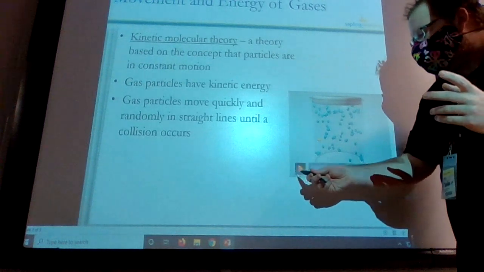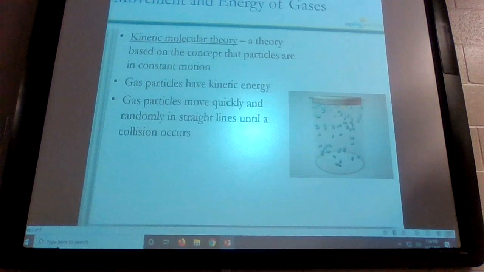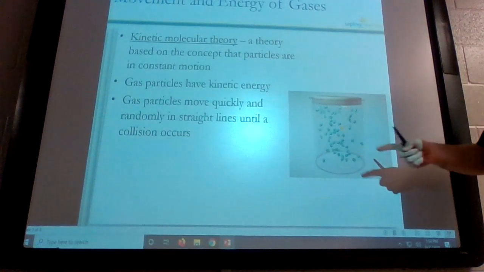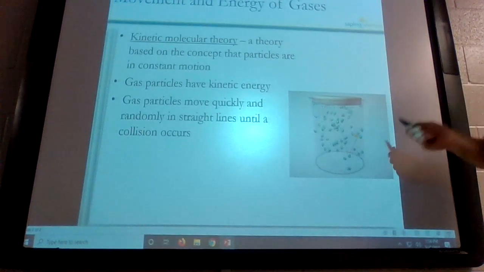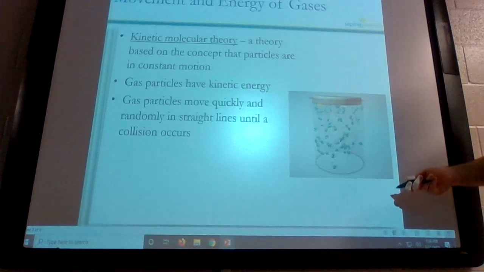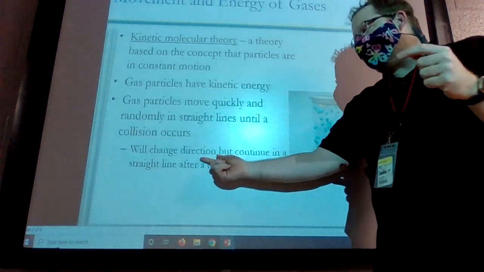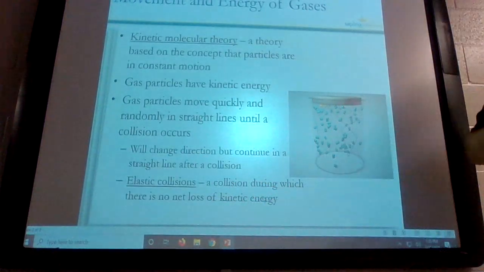So when we watch this little video, the yellow particle is just going to go in a straight line until it hits something else, either the walls of the container or another atom. It's never going to slow down. It's never going to stop. It's always going to be bouncing. This is what gas particles do. They will change direction but continue in a straight line after a collision. And these collisions are elastic.